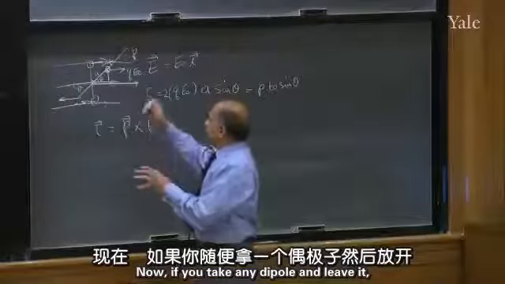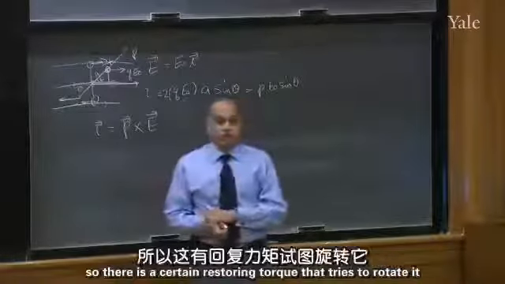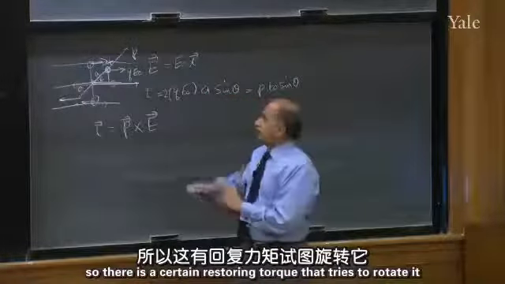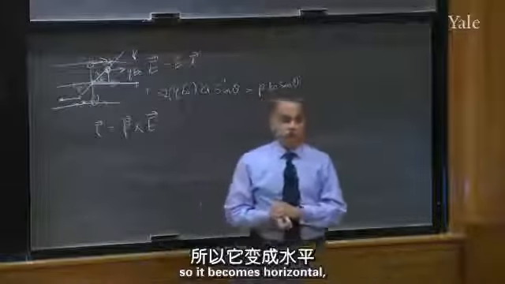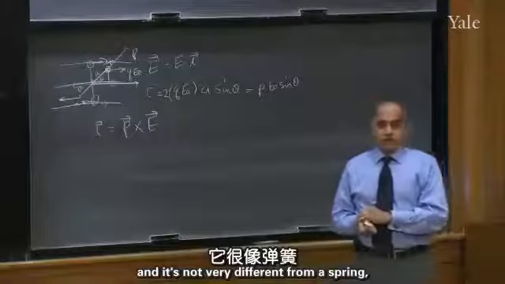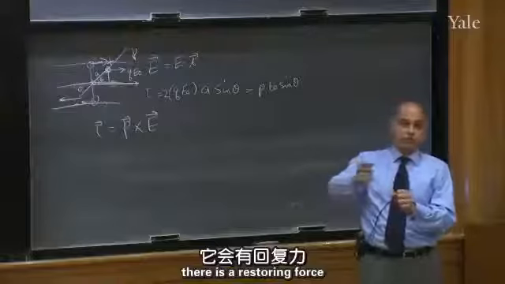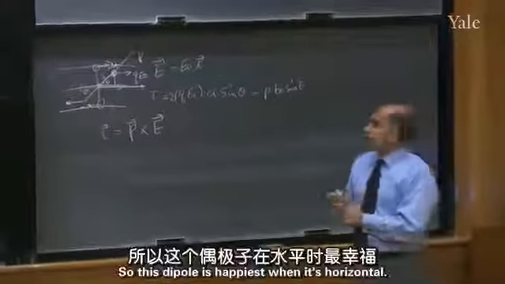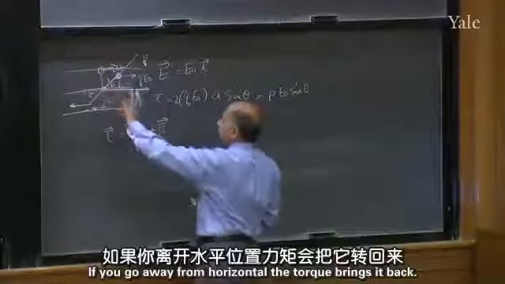Now, if you take any dipole and leave it, you know it will like to become horizontal. So there is a certain restoring torque that tries to rotate it so it becomes horizontal. And it's not very different from a spring, where if you pull it from equilibrium, there's a restoring force that brings you back to where you were. So this dipole is happiest when it's horizontal. If you go away from horizontal, the torque brings it back.